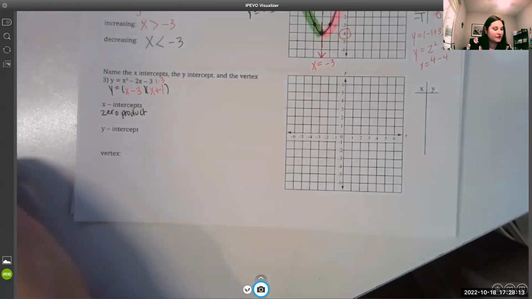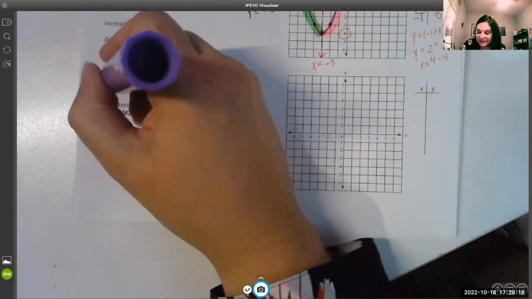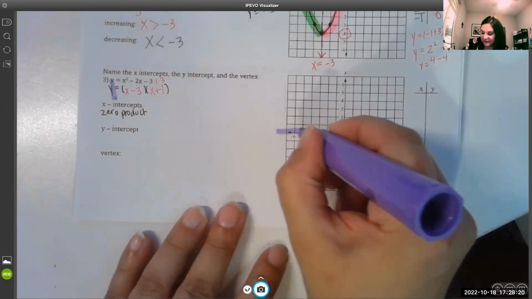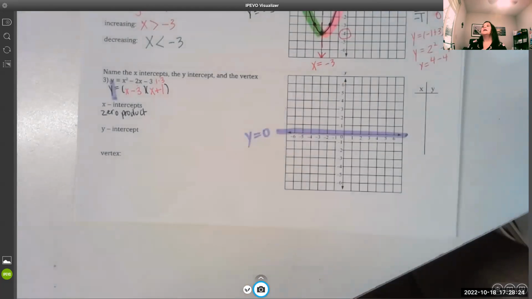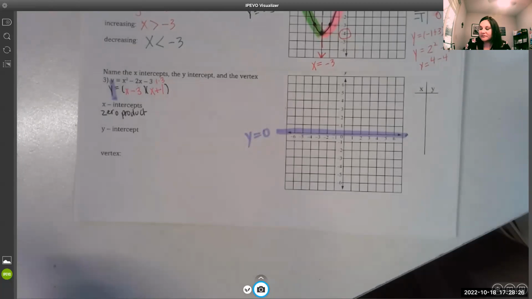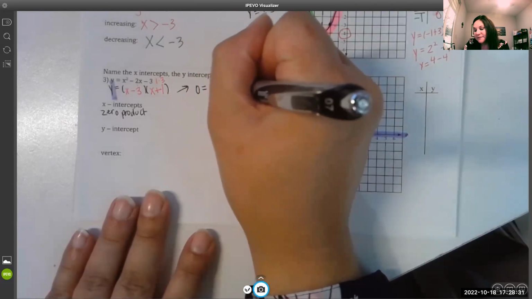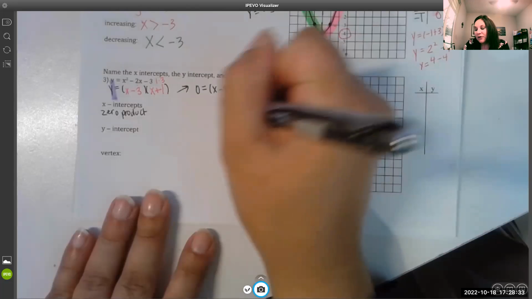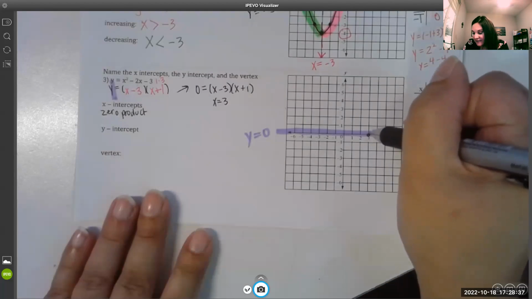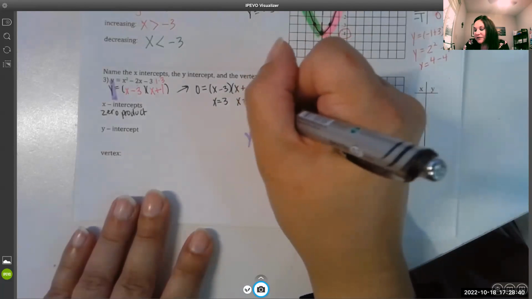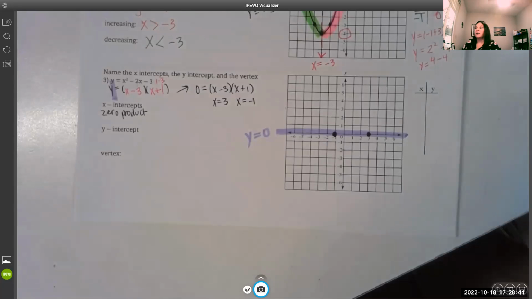Now the zero product property works whenever you let the y be 0. And in your graph, this line right here is where the y is 0. So now that I look at this equation as 0 equals x minus 3, x plus 1, there are two possible zeros. When x is +3, that's a point on my graph. And when x is -1, that's got to be another point on my graph.